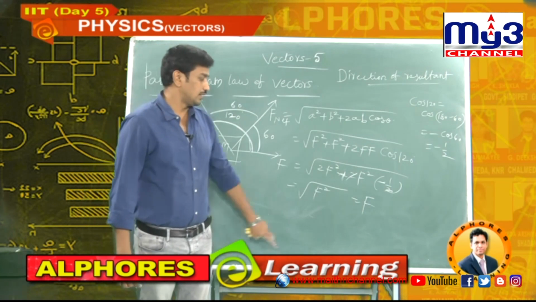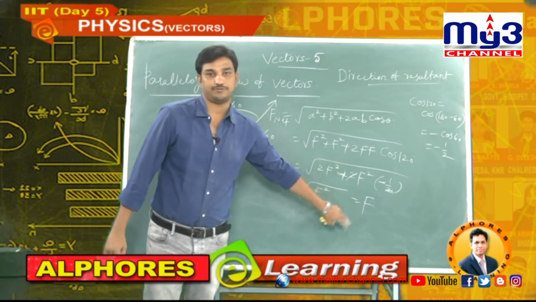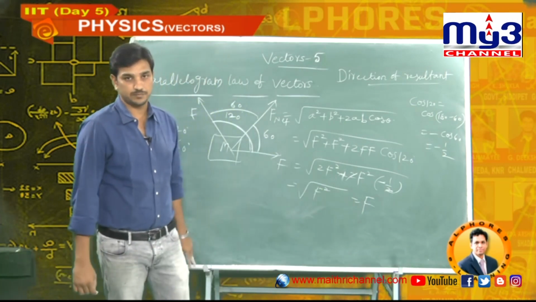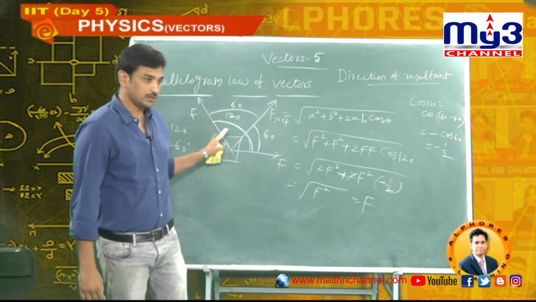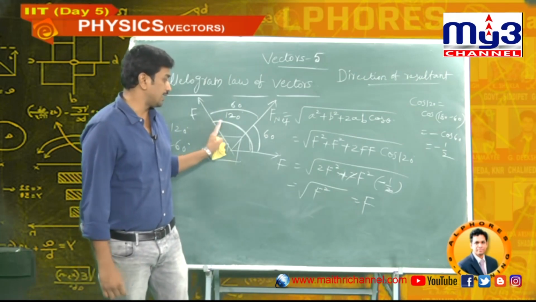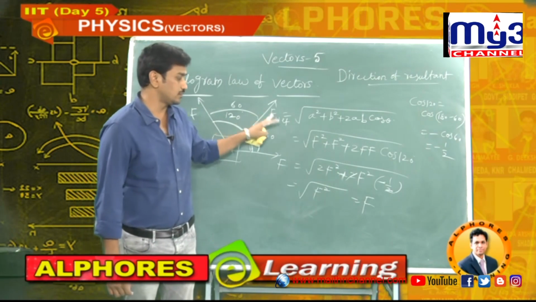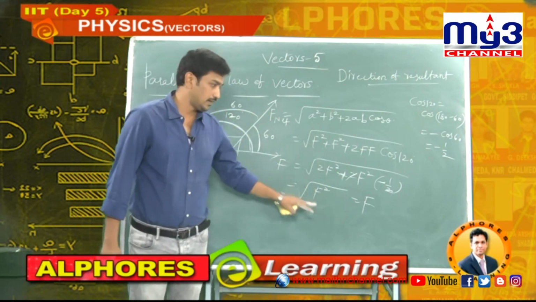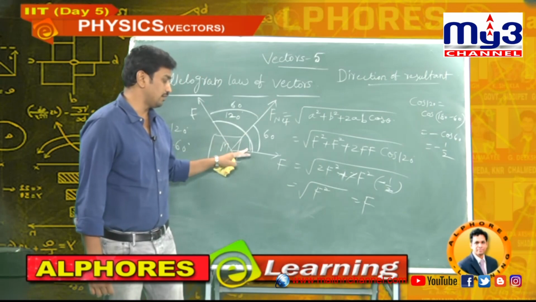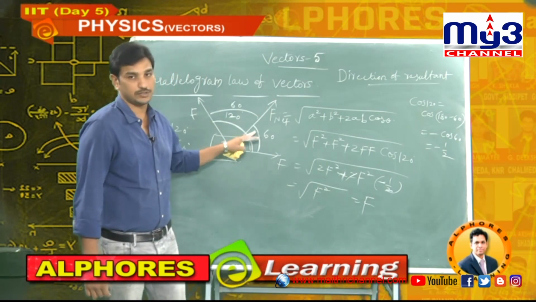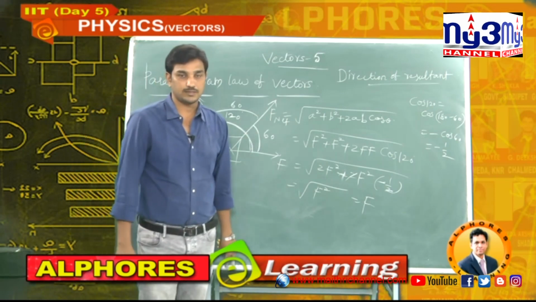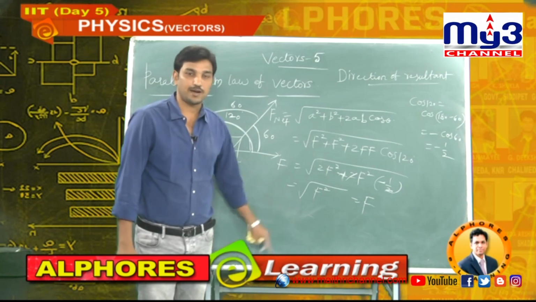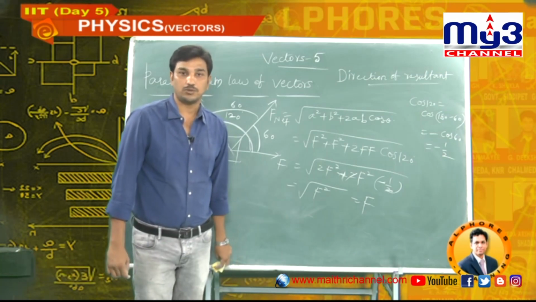Now the resultant force is how much? F. I think you got the clarity. Once again, two equal forces and angle 120: the resultant is F, and the resultant makes an angle of 60 with the horizontal force. So in this way, some of the results by using the parallelogram law of vectors, we should remember.